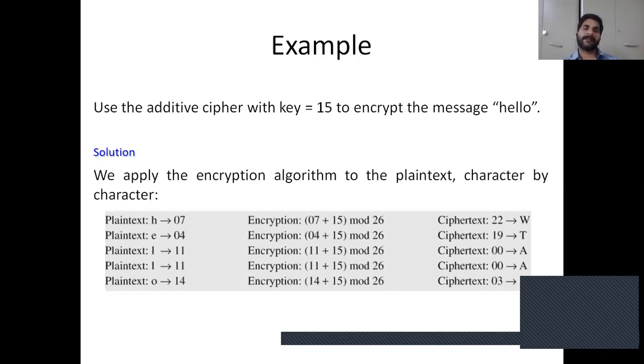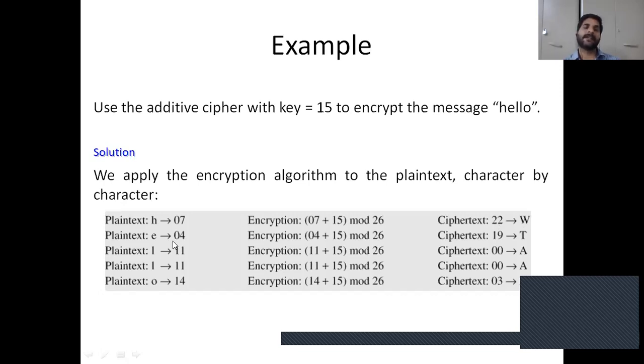Here the solution is given. We apply the encryption algorithm to the plain text character by character. Suppose the string has the letters H E L L O. The location of H in the table is 7. The encryption key is 15 according to this question. So encryption is 7 plus 15 mod 26. After encryption, we receive the ciphertext value 22. The value 22 corresponds to the capital letter W.